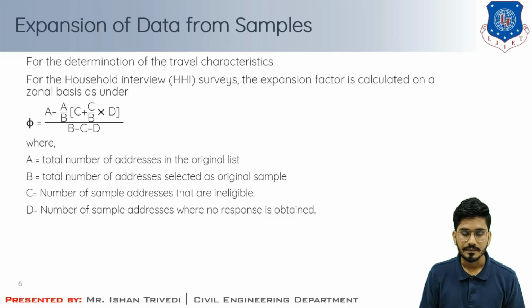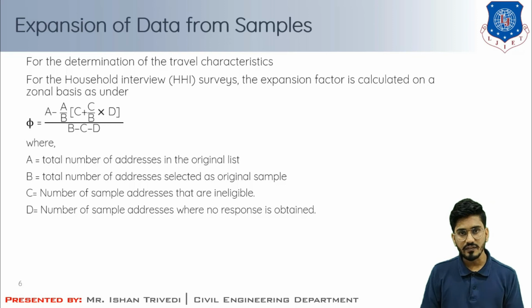Here A determines the total number of addresses, or you can say samples, in the original list. For example, in a particular study area, I have 100 households, so the total number of houses is 100. Then B stands for the total number of addresses selected as the original sample. Out of 100, I will collect 30 samples for my sampling. Now C determines the number of sample addresses that are ineligible, means out of those selected 30 samples, 5 are not eligible for the survey. And D stands for the number of sample addresses where no response is obtained.